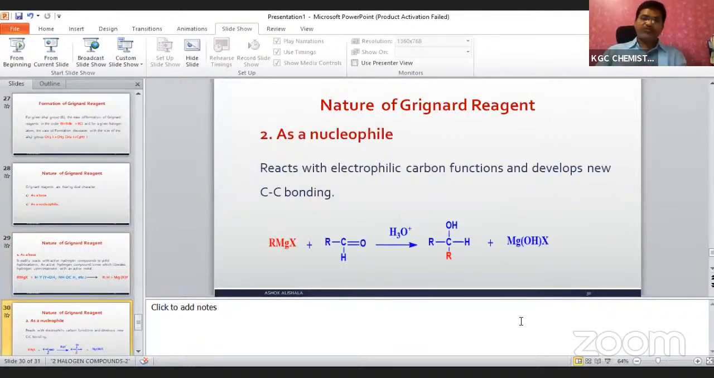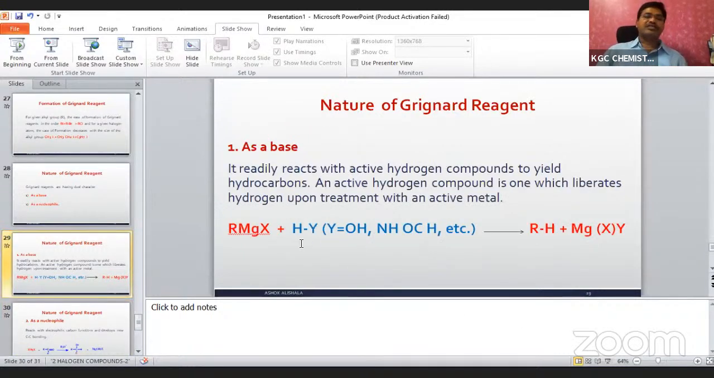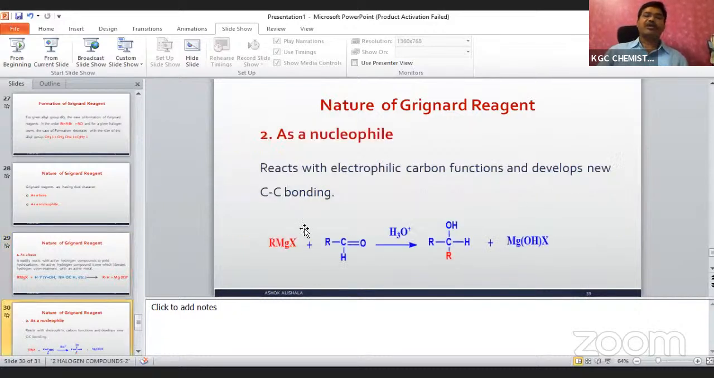Now, this is as a base. How do you know this Grignard reagent is a base? Because it reacts with the active hydrogen compound and converts into the alkane. That's why it's a base. Now, how does it act as a nucleophile? It reacts with electrophilic carbon functions and develops a new carbon-carbon bond.